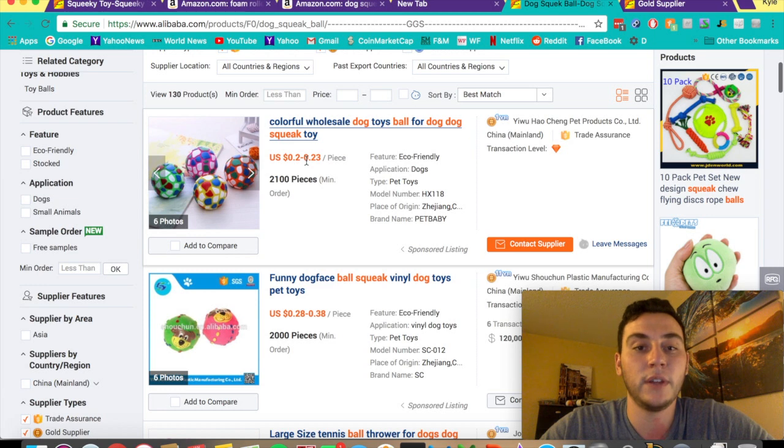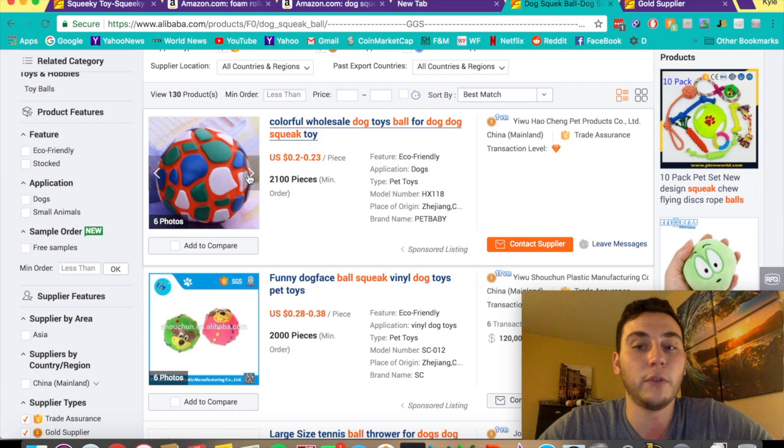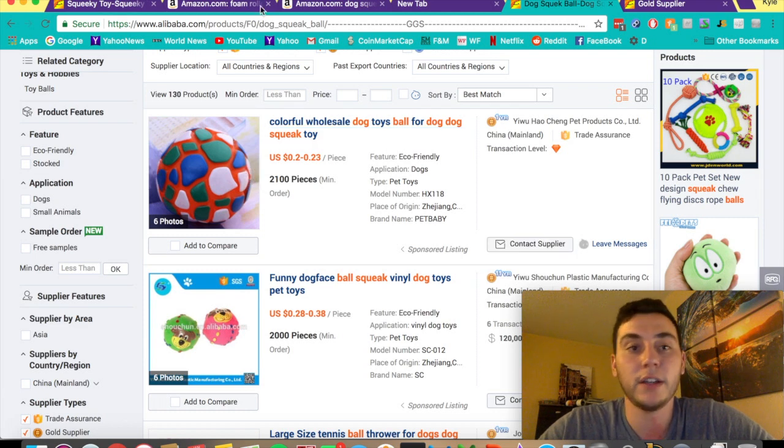So instead of having to pay 30 cents a unit, we're looking at 20 cents a unit for these dog toys that I would rather be selling maybe, right? And that can work for a variety of different products.